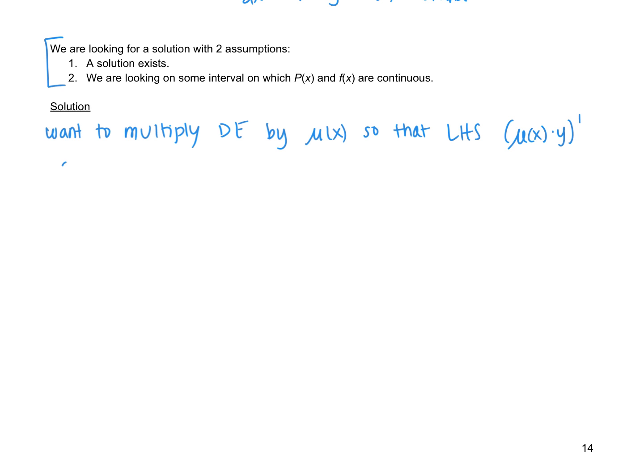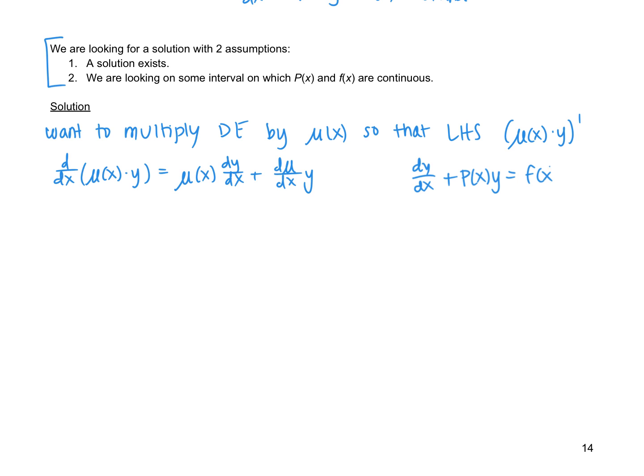Okay, so let's see what that looks like. If we take the derivative of mu of x multiplied by y, using the product rule, it would give us mu of x dy/dx, add the derivative of mu with respect to x times y. So the question is, how is that helpful? Well, if we go back to our equation, the standard form, we had dy/dx, add p of x times y is equal to f of x.